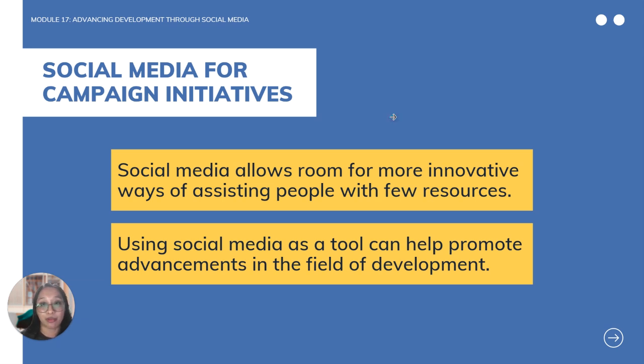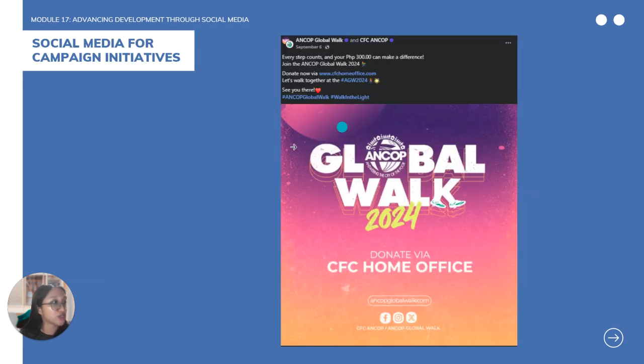I want to cite an example of a social media campaign that UNCOP Global Walk organizes each year. If we look into UNCOP, they are a non-government organization that is centered on education, community development, and calamity and disaster response. Their mission is answering the cry of the poor. And the UNCOP Global Walk that they do every year is one of their ways to collect funding for the initiatives that they are doing. Let's go to the third subpoint.